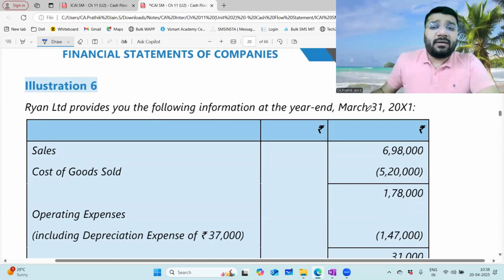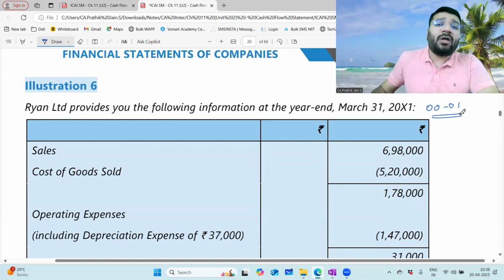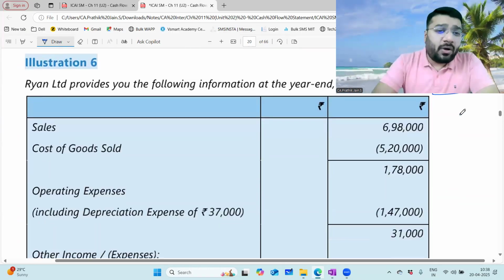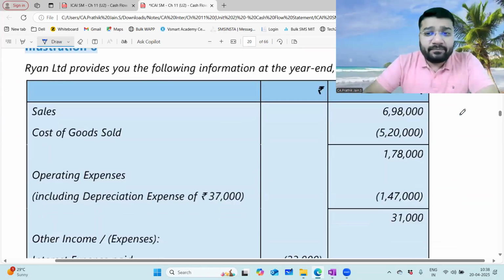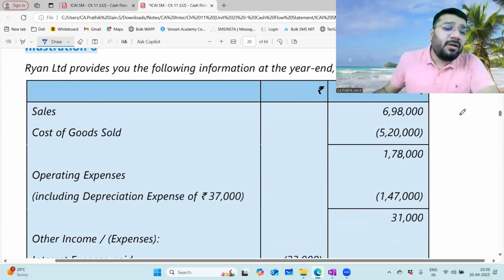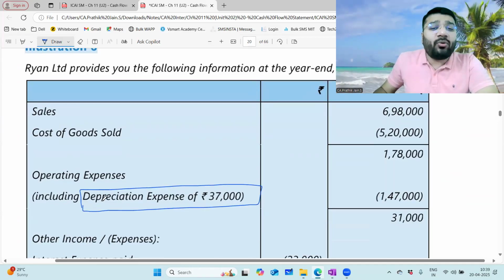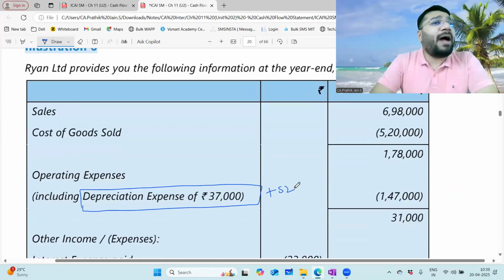So this is the data of which financial year? 2001. Wonderful. Sales 698, cost of goods sold is 520. So what is my gross profit? 1,78,000. From there, if I subtract operating expenses 147, I get 31,000 net profit. Now, in this 1,47,000, what is included? Depreciation of 37,000 is included. Sir, what should I do with this? Add back. You have to add it back in segment 2.